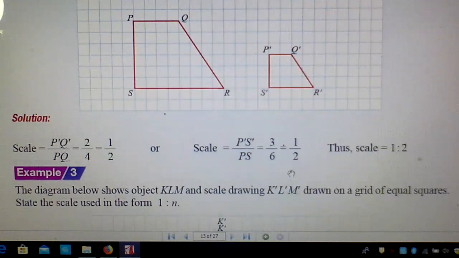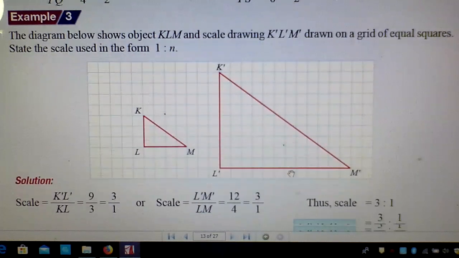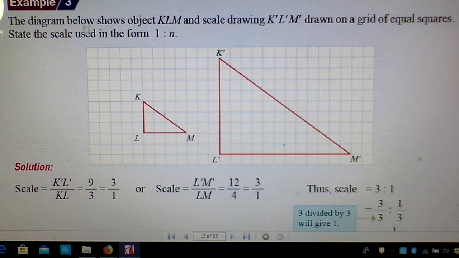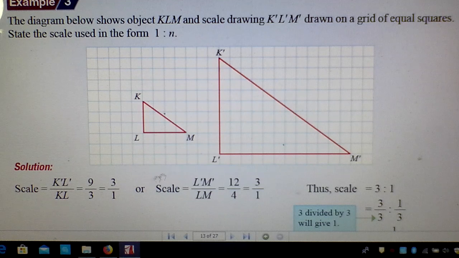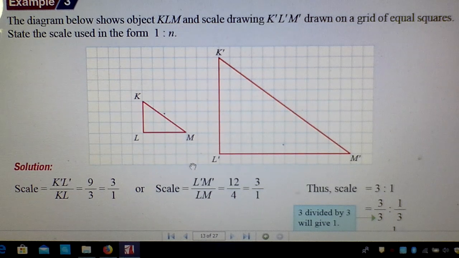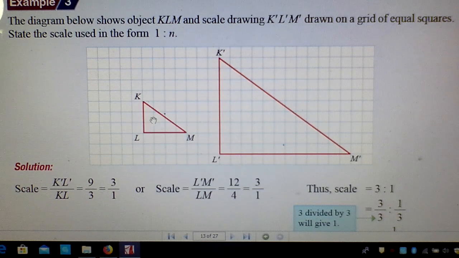Okay, look at diagram 3, example 3. The diagram below shows object KLM and scale drawing K prime, L prime, M prime drawn on a grid of equal squares. State the scale used in the form of 1 to n. Again, you do the same thing. This is the drawing, this is the actual object. Take one side. If you use KL, K prime L prime is the drawing for KL.